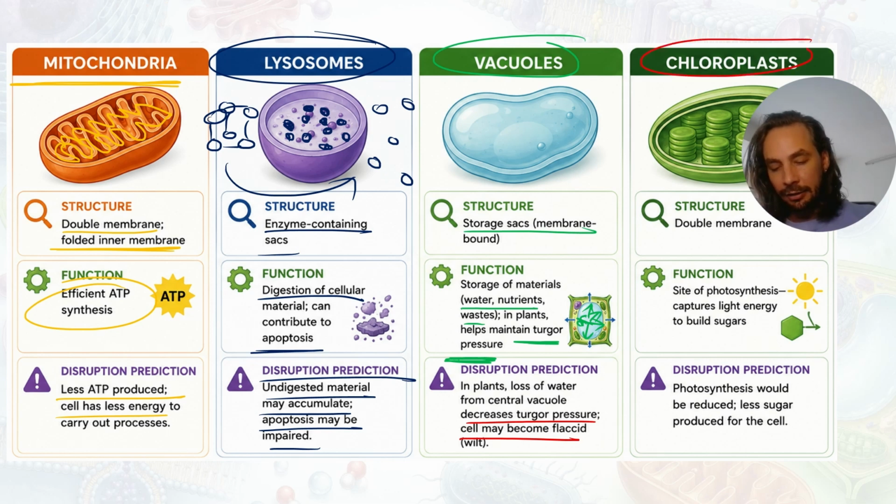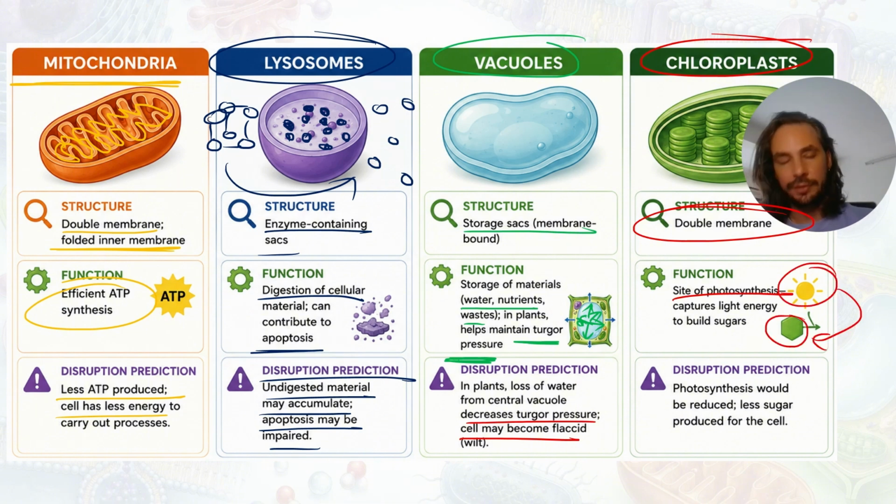And then finally, chloroplasts, they have a double membrane, and this is where photosynthesis happens. And photosynthesis is using light energy to make sugars or glucose. And if this is disrupted, it means that less sugar would be produced in the cell.